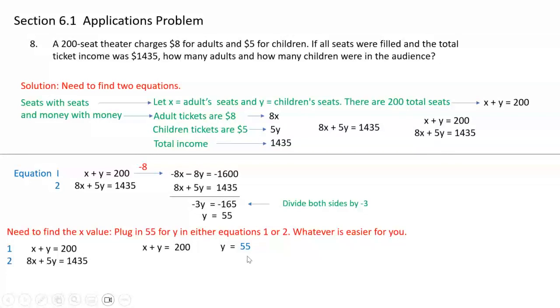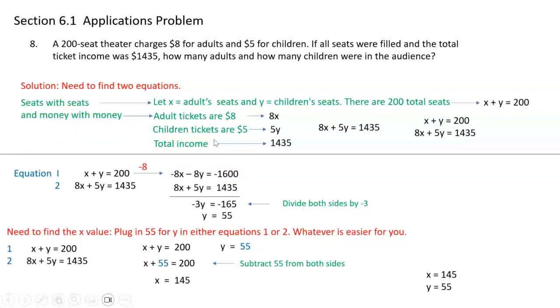So I know that y is 55. Let's plug in the value for y, and we solve for x. Subtract 55 from both sides, and I got the value for x. So what's my answer? x is 145, and y is 55, right?